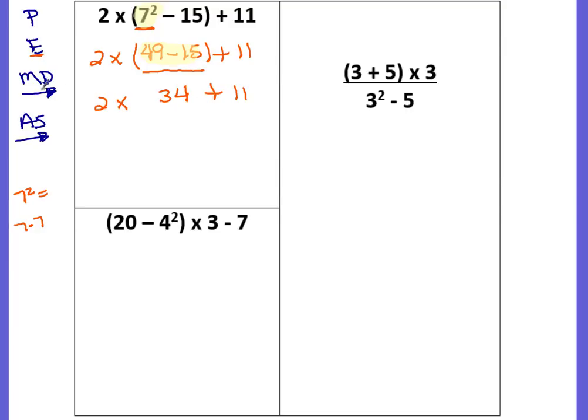No. Multiplication and division. Well, going from left to right, I have multiplication right here. 2 times 34. So we're going to perform that first. What is 2 times 34? 68. Bring down everything else that's not underlined or not highlighted, plus 11. And then the last step is going to be your addition. 68 plus 11 is 79. Circle or put a box around your answer, and you're done.